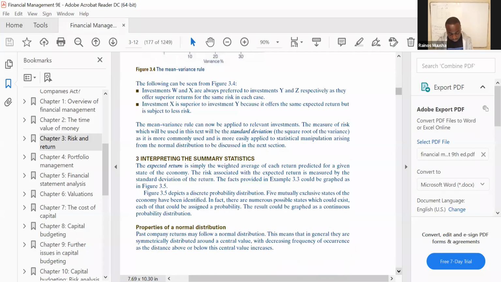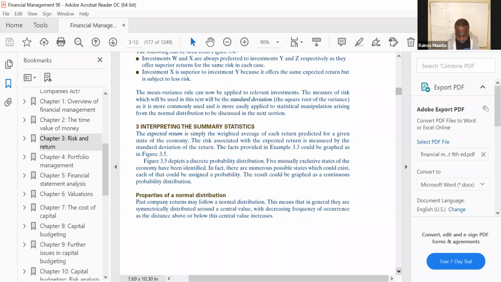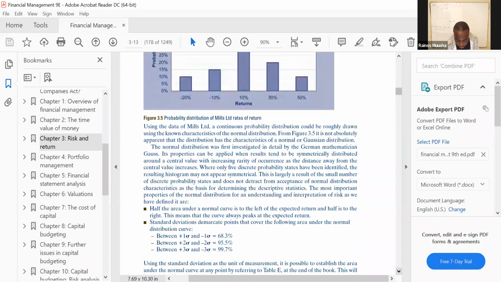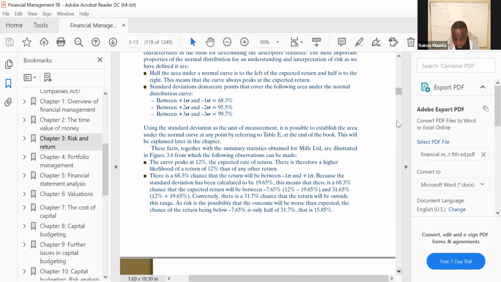Moving on to section 3, which looks at interpreting the summary statistics. They say the expected return is simply the weighted average of each return predicted for a given state of the economy. The risk associated with the expected return is measured by the standard deviation of the return. So the facts provided in example 3.3 could be graphed as in figure 3.5, right? Figure 3.5 shows us the return and the corresponding probabilities. But this information can also be given using the normal distribution.